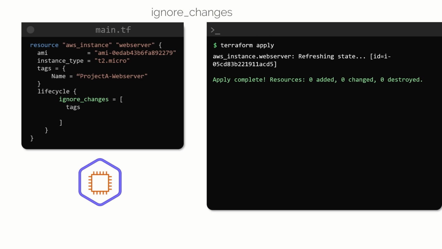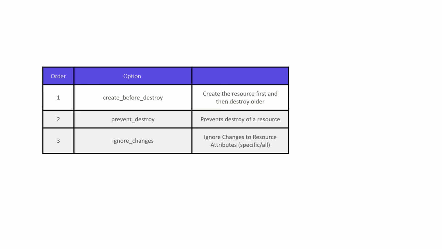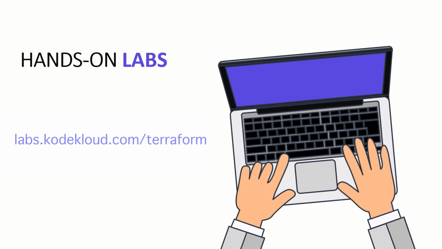And since it's a list, we can update more elements like this. You can also replace the list with the all keyword. And this is especially useful if you do not want the resource to be modified for changes in any resource attributes. We will learn more about lifecycle rules later in the course when we work with AWS resources. But for now, here is a quick summary of the 3 argument types that we have seen in this lecture. And now let's head over to the hands-on labs and practice working with lifecycle rules in Terraform.